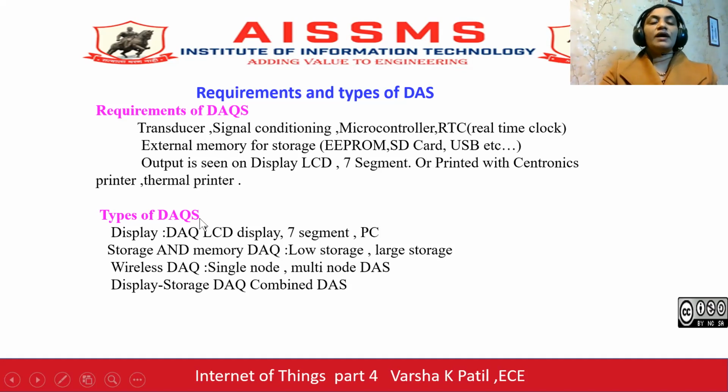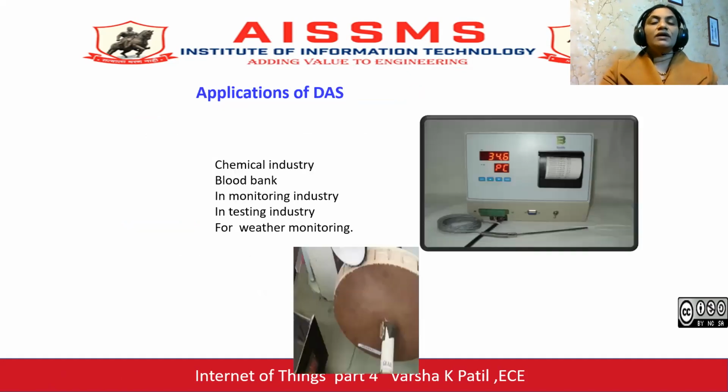Now, what are the types of DAQ? Depending upon display, it can be 7 segment or any other kind, like an LCD display. In case of storage and memory, a DAQ can have low storage or large storage. If we go for a wireless type, then wireless DAQ can be classified into single node and multi-node data acquisition systems. So these kinds of classifications can be done.